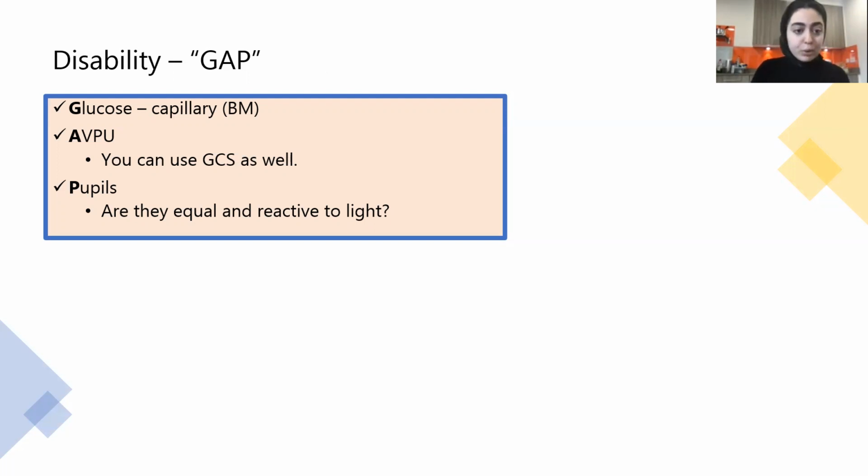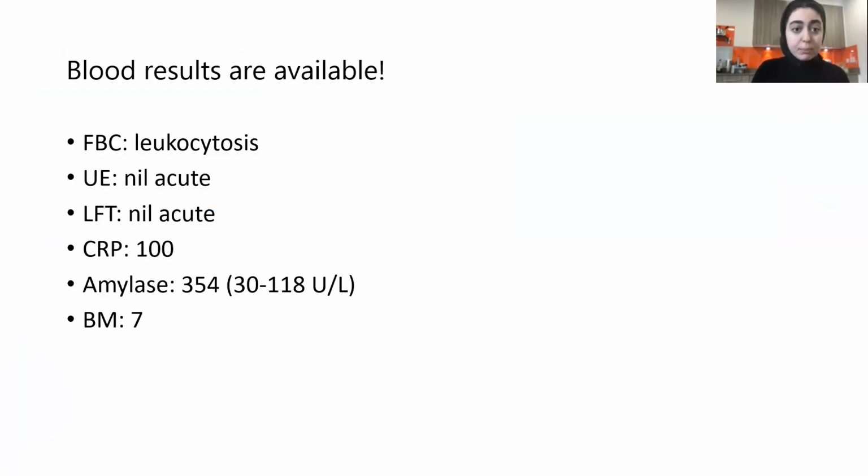And yeah, so for our patient, his pupils were equal and reactive to light, and his blood glucose was slightly high, as you can see here. So his full blood count showed leukocytosis, urea and electrolytes, liver function tests, nil acute, no abnormalities detected there. The CRP was 100, so that's a bit raised. Amylase is 354. Now, can you tell me what is your top differential diagnosis now? You can say it either on the chat box or you can just unmute yourself.